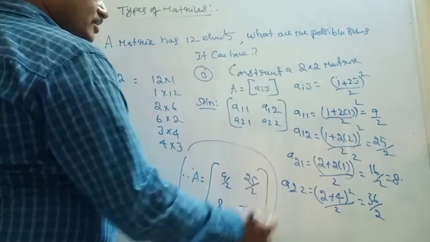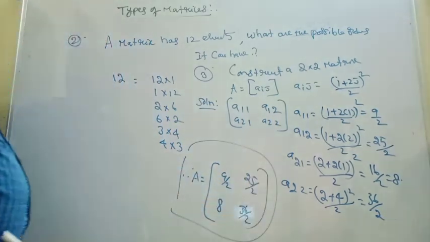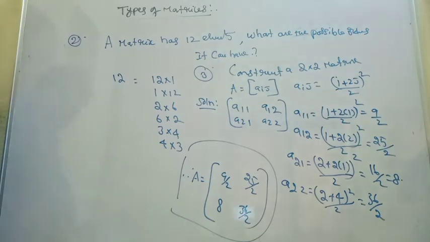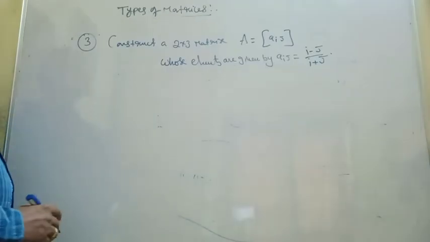This is the way you will define and construct the 2 by 2 matrix by the given rule Aij equal to (i plus 2j) whole square by 2. In this beautiful way, we will be constructing this particular matrix, my dear students. Wonderfully, we will do one more problem like this. See, we have another beautiful problem.